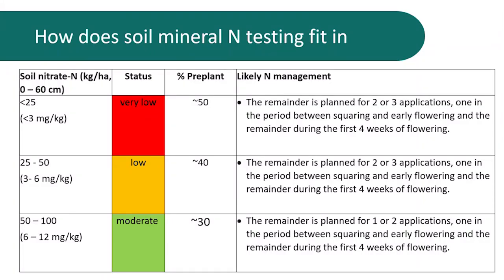And the remainder probably should be 1 to 3 applications, certainly 1 in the period between squaring and flowering, because we do not want a crop in the first 2 weeks of flowering starting behind the 8 ball with nitrogen requirement. It's very hard with these very determinate high yielding crops to catch up with nitrogen if you get behind in that late vegetative, early reproductive period.